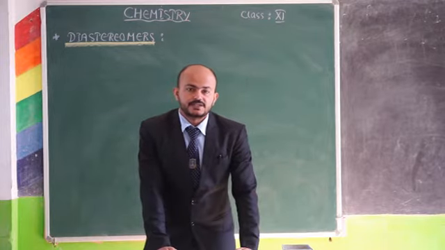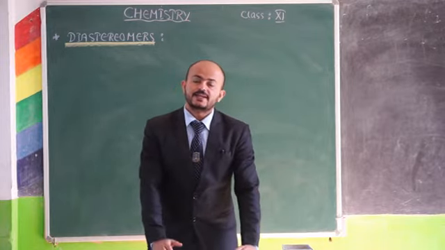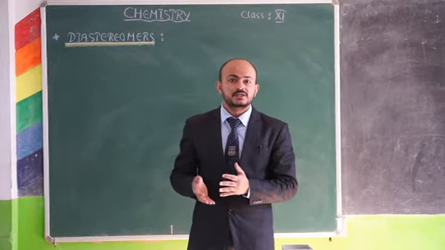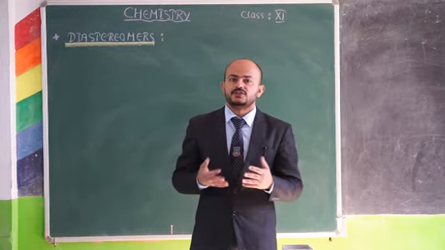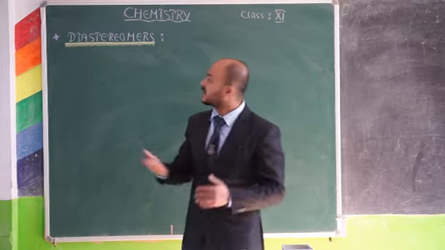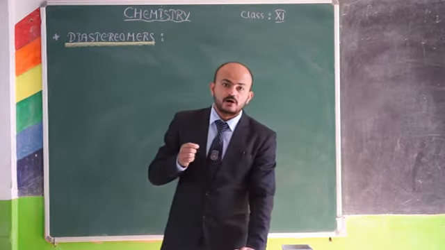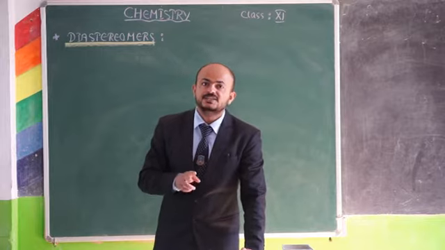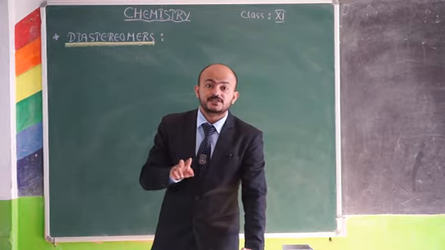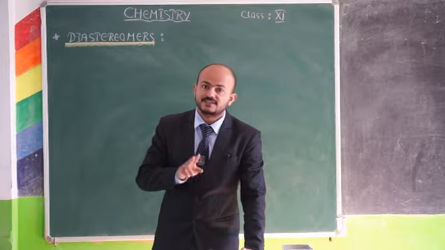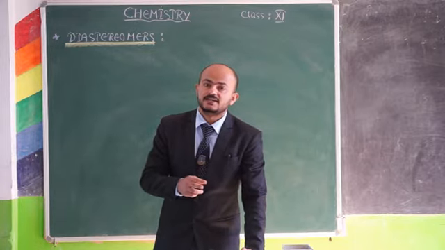In our previous video, we discussed enantiomers. Enantiomers are optically active, non-superimposable mirror images of each other. So what are diastereomers then? Diastereomers are also optically active, but they do not possess a mirror image relationship. Please remember this. This is the difference between enantiomer and diastereomer.